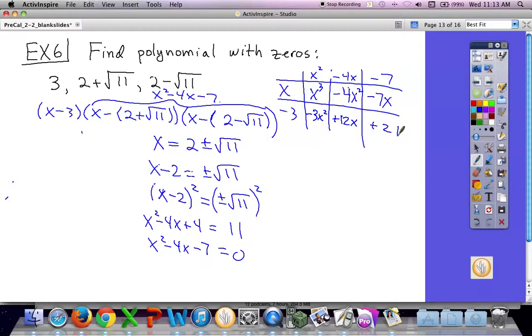Okay, now I can combine my terms. X to the third. Negative 3 minus 4 is negative 7x squared. Plus 12 minus 5 is 5x plus 21.